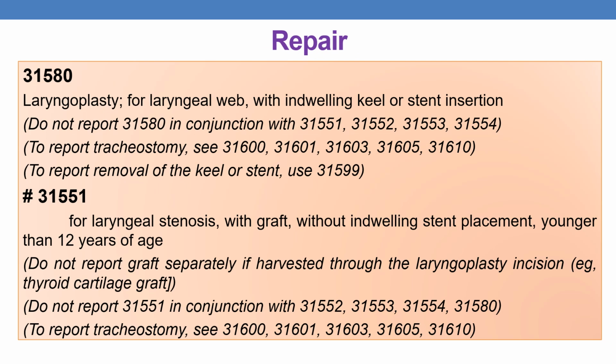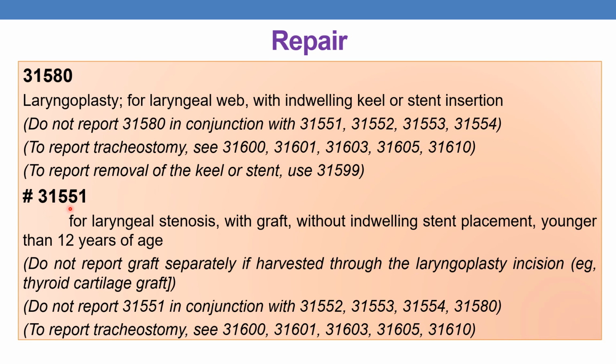Coming to next topic, that is repair. The first CPT is 31580. Laryngoplasty for laryngeal web with indwelling needle or stent insertion. And do not report 31580 in conjunction with 31551, 552, 553 and 554. And to report tracheostomy, see 31600, 601, 603, 605 and 610. And to report removal of needle or stent, use 31599.